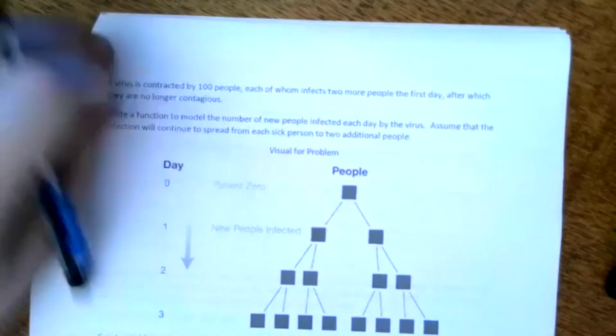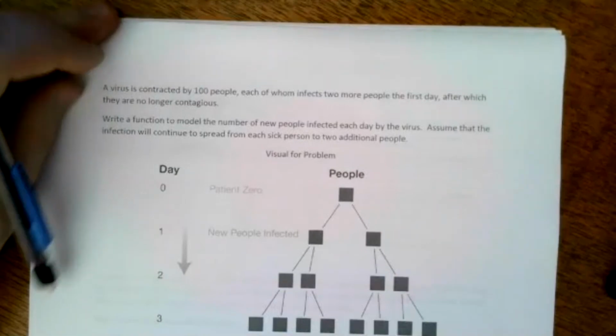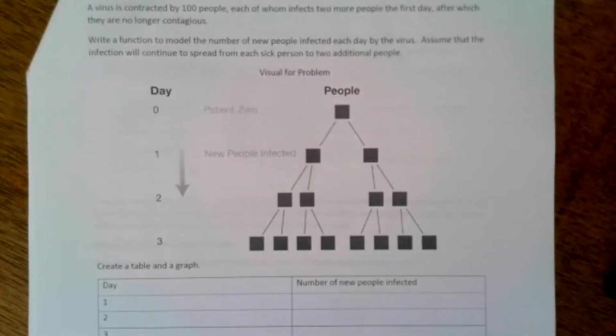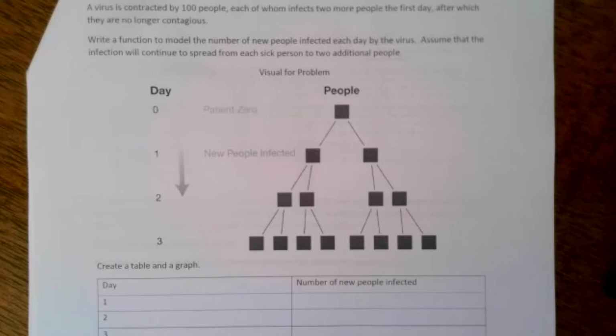Okay. All right, so we'll go on to the next page. On the next page we have another example, but it's going to be a little bit different. This one says a virus is contracted by 100 people, each of whom infects 2 more people the first day, after which they're no longer contagious. Write a function to model the number of new people sick per day by the virus. Assume that the infection will continue to spread from each sick person to 2 additional people.